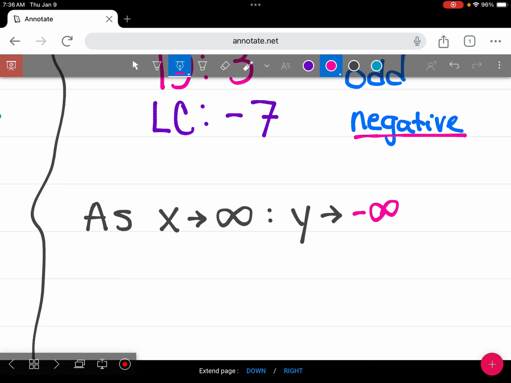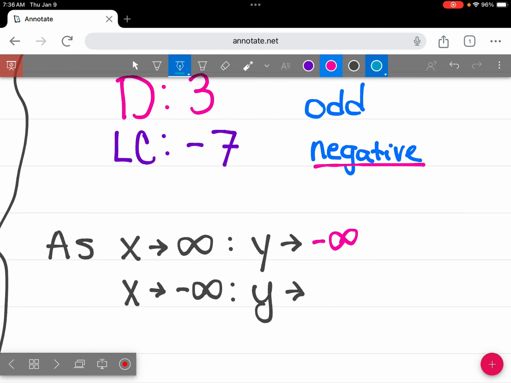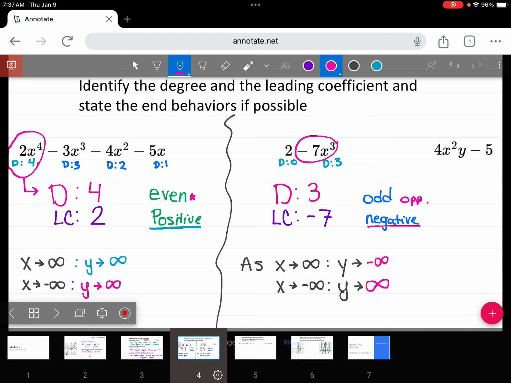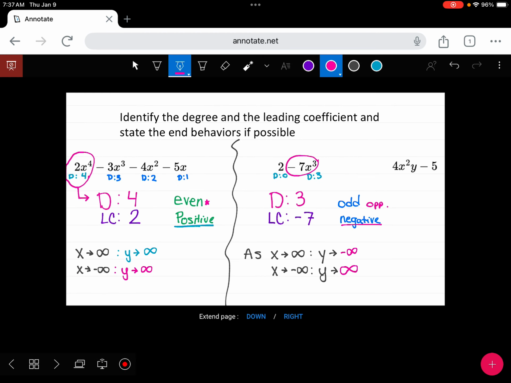And since it's an odd degree function, what does that tell us about what happens when x goes to negative infinity? Where does our y go then? Yes, because odd degrees have opposite arrows. Odds are opposite. So this is going to go up to positive infinity. Okay.